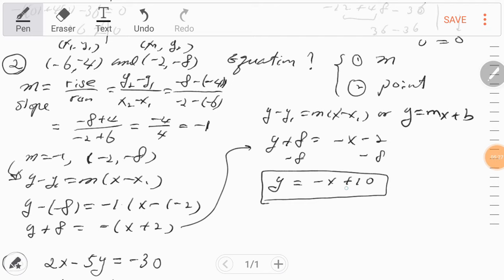Okay, this is not plus 10, this has got to be negative 10, right? Negative 2 minus 8 is negative 10. All right, let's try number 3.